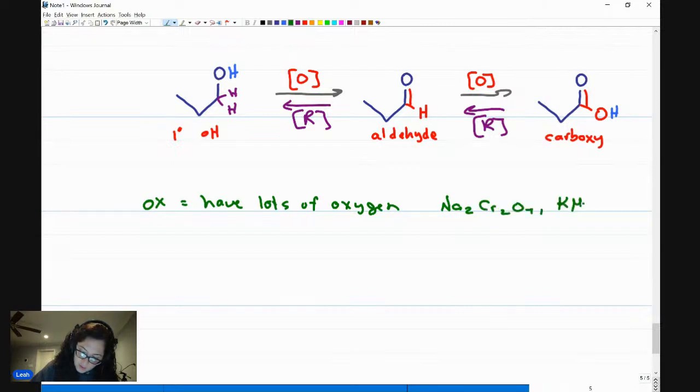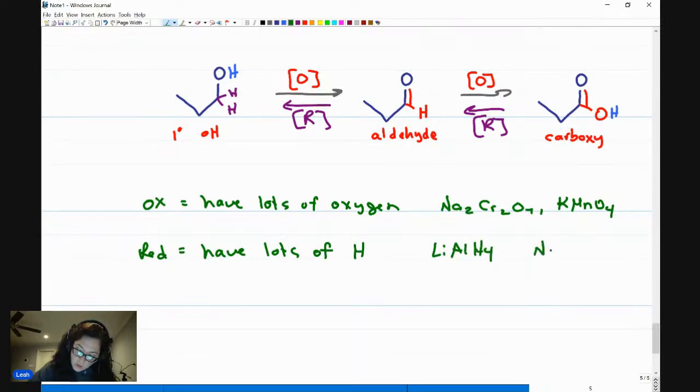Na2Cr2O7, KMnO4. These are 2 common ones, there's so many. A lot of them have some version of chromium and a bunch of oxygens. And for reduction, because reduction is hydrogen, they're going to have lots of hydrogen. For example, lithium aluminum hydride, 4 hydrogens, or sodium borohydride, again, 4 hydrogens. This is also called LAH, lithium aluminum hydride. If you just memorize these, you will be fine.